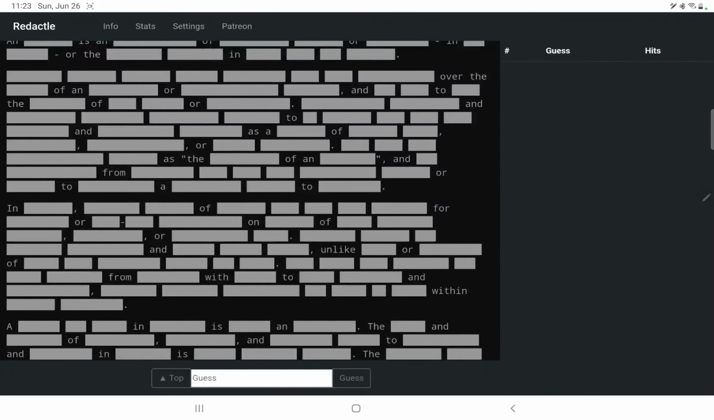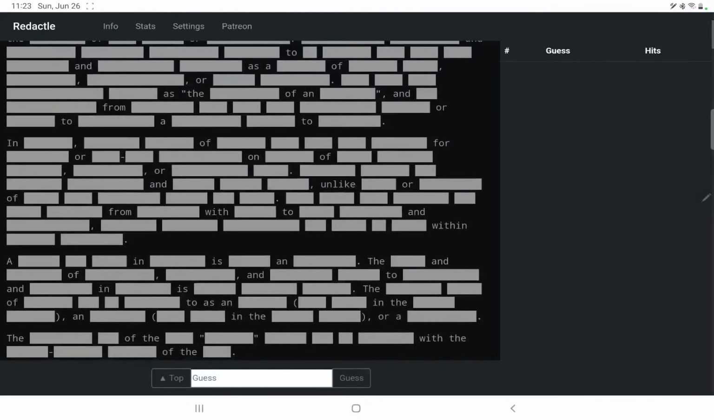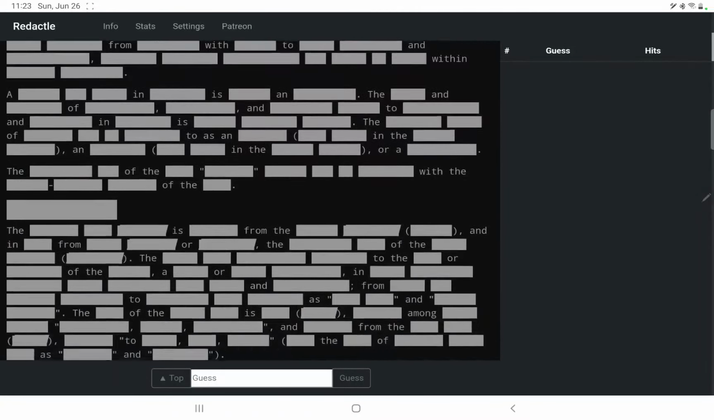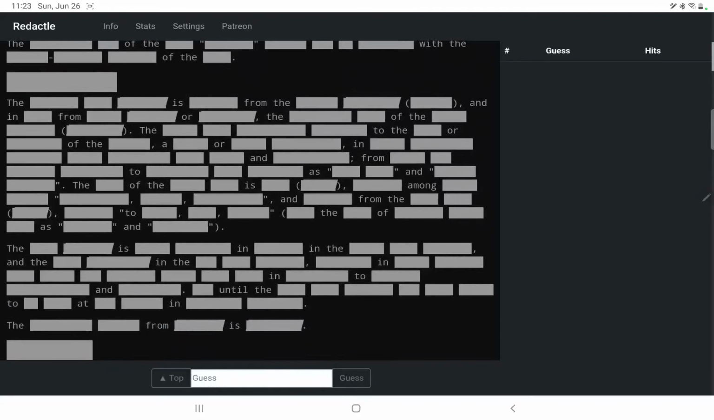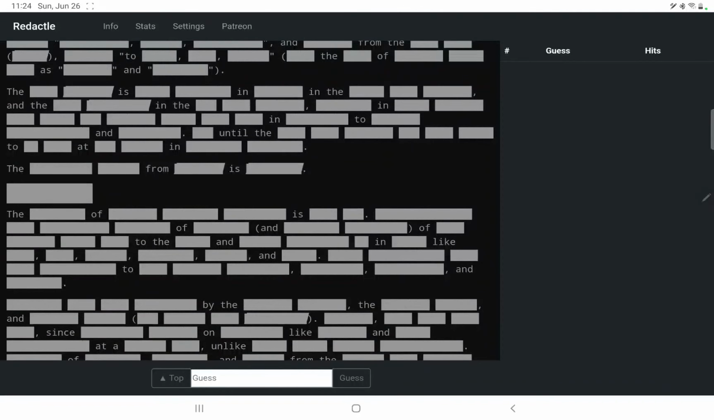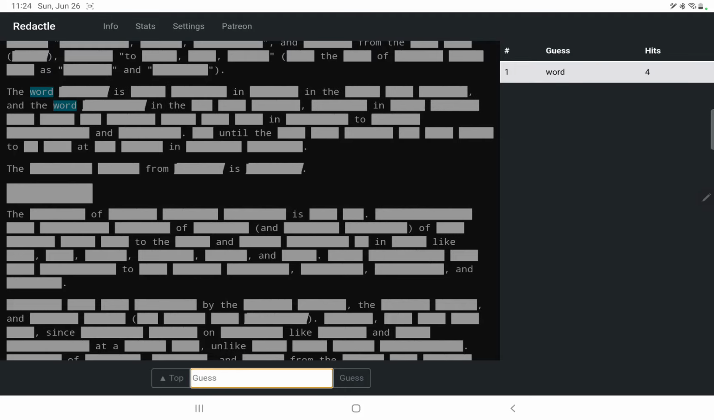So let's see if there's any other plain text that might help us. Something in quotes, the blank of an blank. From within, some more quotes. This might be the origin of the word, or the history of whatever this is. Yeah, that looks like the word, maybe the term, no, the word, something is something in some language, maybe.